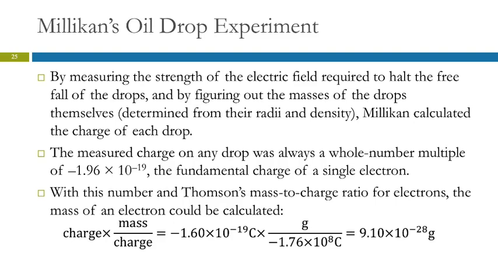So here it is in different words. Measuring the strength of the field to keep those drops from falling, he figured out the mass. And then he was able to calculate the charge on each drop. Using that number and the mass to charge ratio that Thomson got, he was able to get the mass of an electron, which is this tiny, tiny thing here.